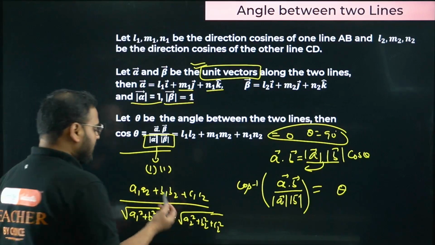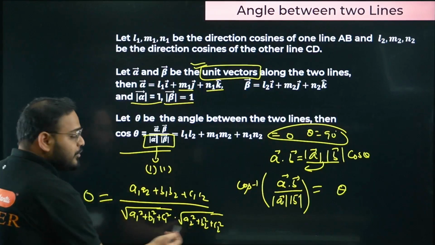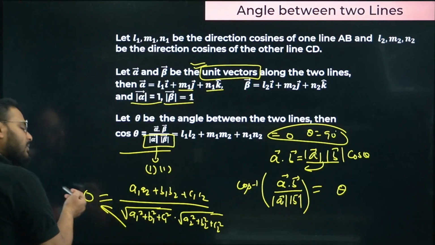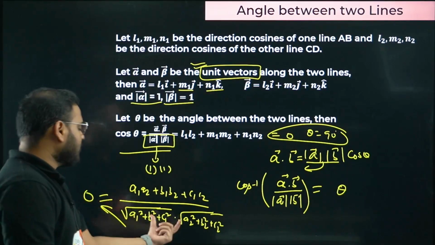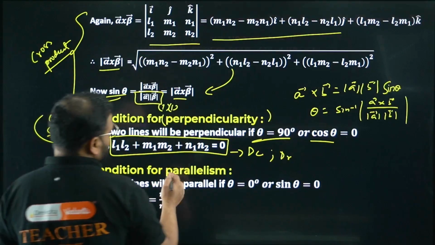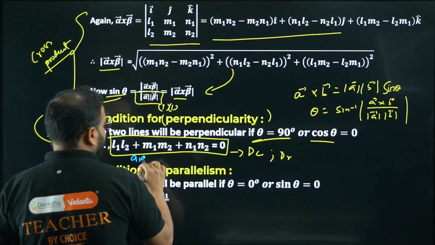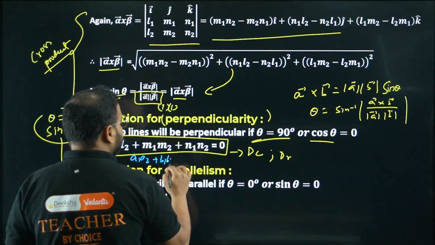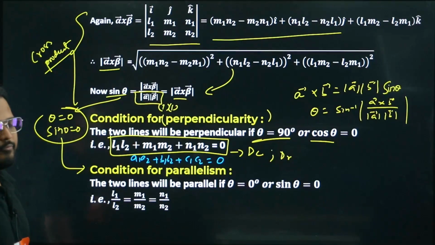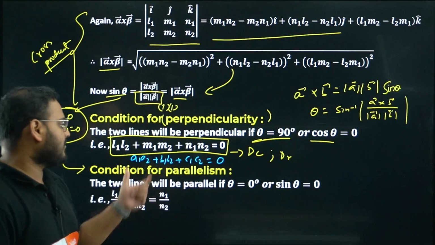Because if you put this value equal to 0, for cos 90 you put it equal to 0, these two are non-zero values. These two can never be 0. Can you multiply the denominator on this side? Yes, you can. If you multiply this denominator on this side, what are you going to get? 0 only, right? So the result will become the same. Please check. You will have the same result: A1 A2 plus B1 B2 plus C1 C2 equals 0. Whether you take direction ratio or direction cosines, you'll have the same result.